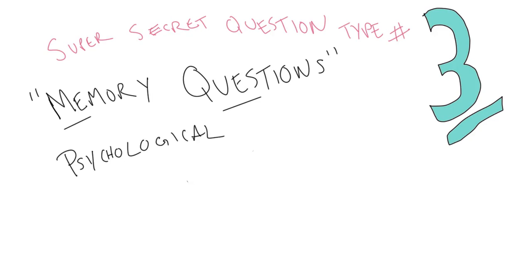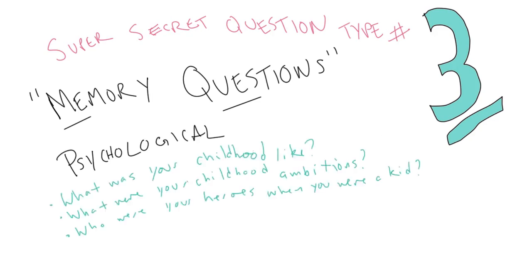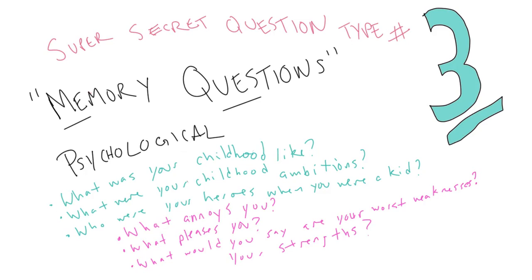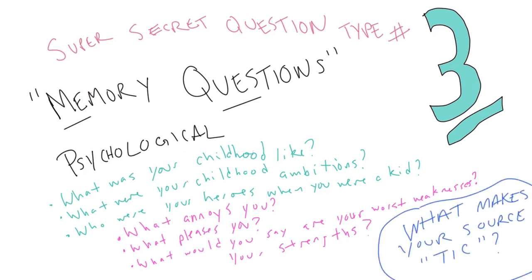These memory questions are almost psychological. They're things like, what was your childhood like? What were your childhood ambitions? Who were your heroes when you were a kid? Or, what annoys you? What pleases you? What would you say are your worst weaknesses, your strengths? And these are the kinds of questions that help you figure out what makes your source tick.